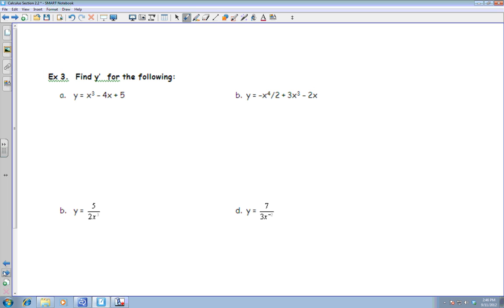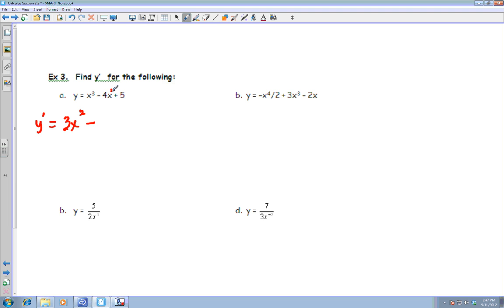Okay, let's look at example 3. Find y prime for the following. Remember, y prime is just another symbol for derivative. Part A, y prime equals. These are all just the power rule. Bring down my exponent and subtract 1. 3x squared minus the derivative of 4x.